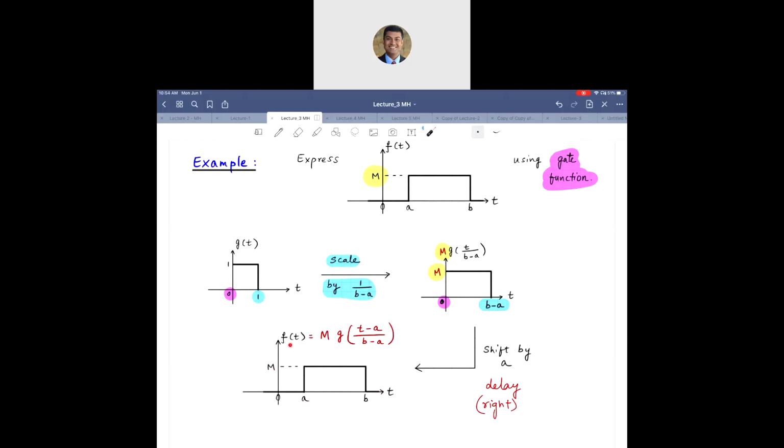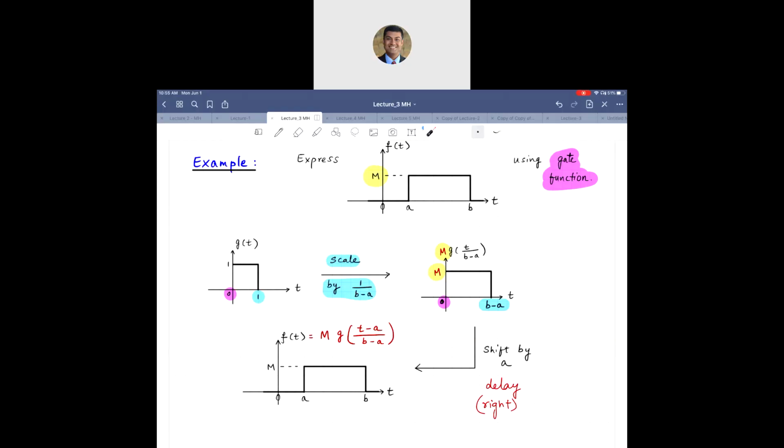Now, how do I express that as the f of t? It will be as is, m g of t divided by b minus a, only after the time scaling. However, because I'm doing the shift after the scale, you see we put a minus a along with the t. Now this goes back to the conversation we have been having about the combined time signal operations. If you did the shift before that, it would be separate from the time function. But because we did the shift at the end, it would be included in the t minus a factor. So it's t minus a divided by b minus a.